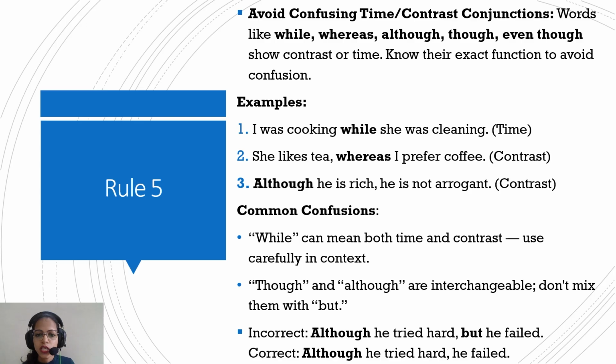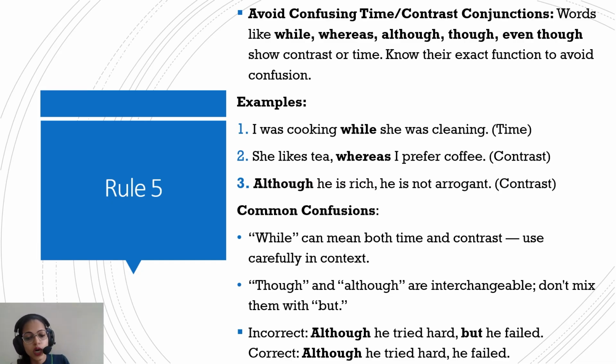So let's look at some examples and understand how. I was cooking while she was cleaning. Here while is talking about time: while she was cleaning, I was cooking. She likes tea, whereas I prefer coffee. There is a contrast between my preference and her preference, so here whereas is used for contrast. Although he is rich, he is not arrogant. Again, the contrast is mentioned: despite this being present, this is not happening. We can use while for both time and contrast, so we have to be very careful about using it.